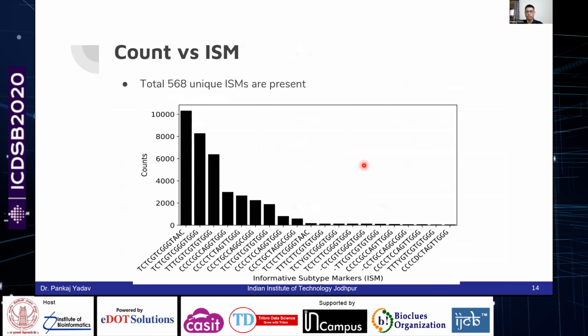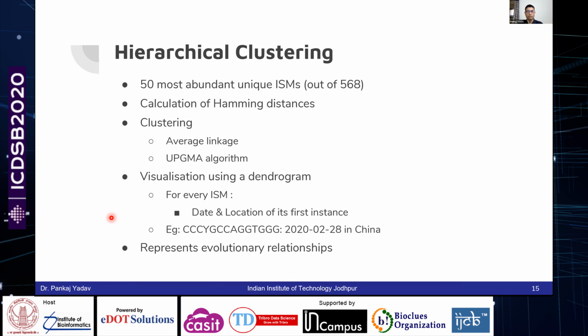This is just a continuation. The next thing we did was to count the ISMs. These are the different ISMs on the horizontal axis, and on the vertical axis we have the count of each of these ISMs. It fairly follows a right-skewed distribution.